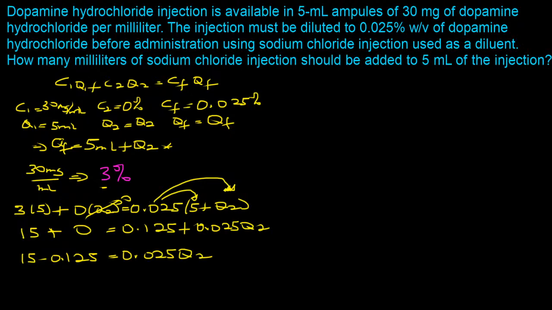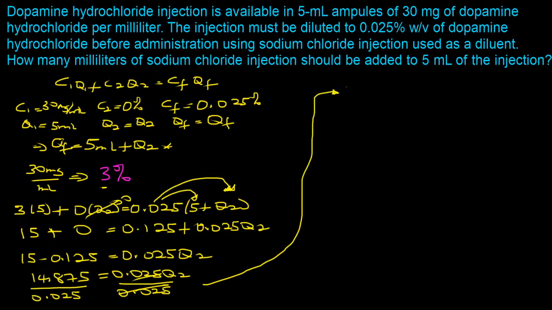Okay, wonderful. Now we are almost there. So what we need to do next is divide both sides by, actually before we do that, let's just simplify the left-hand side. And that should essentially give us 14.875. I think that's correct. And that should be equal to your 0.025 Q2. And then we need a Q2 by itself. So we divide both sides by 0.025. That cancels out. And then that implies that your Q2 is actually equal to 595. Basically the exact same answer as we had when using the alligation.